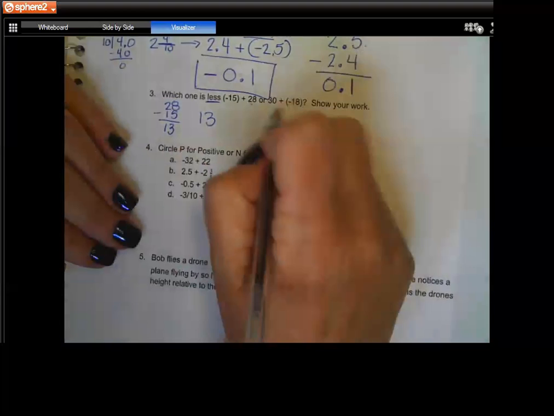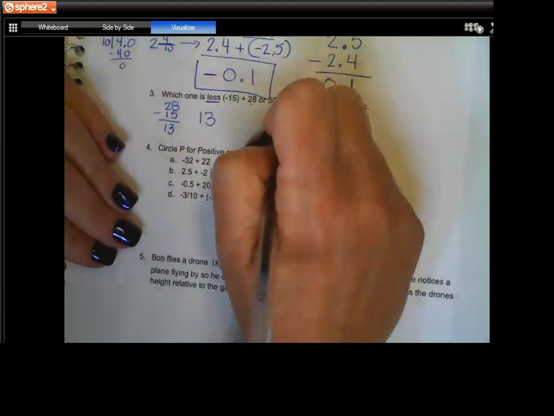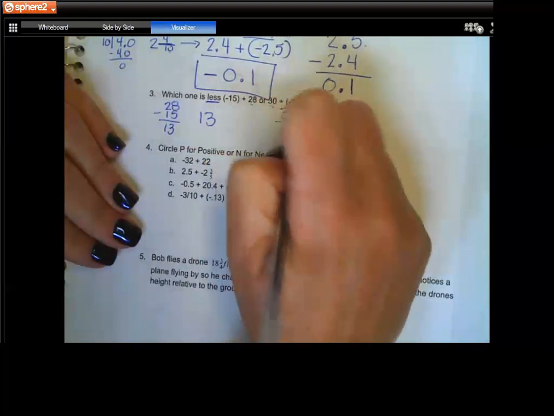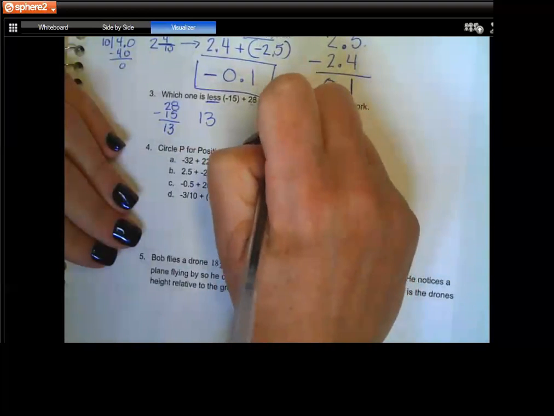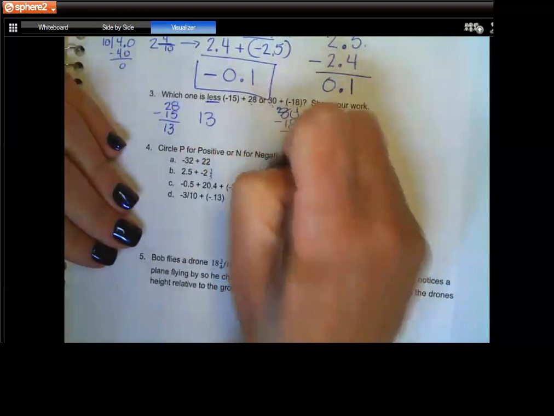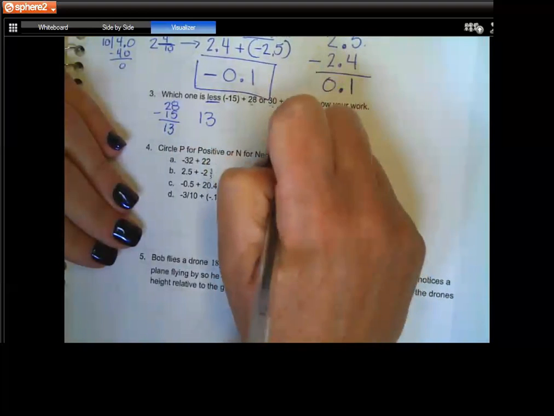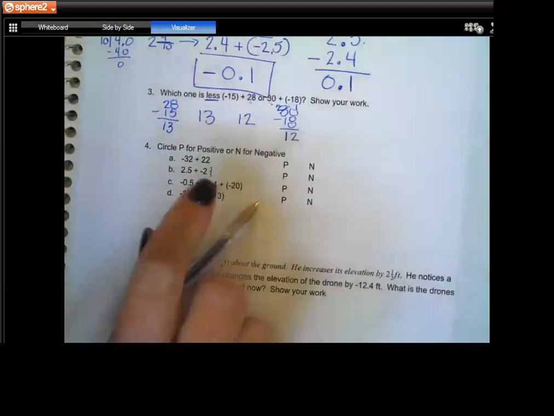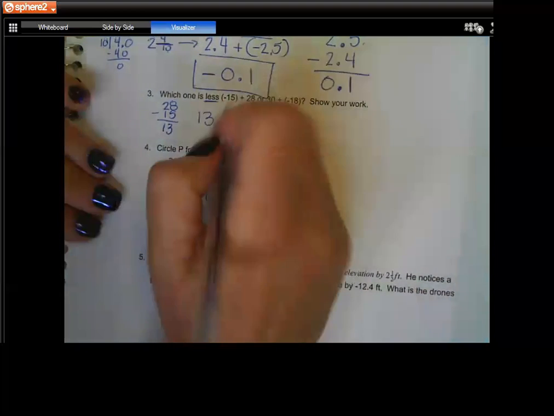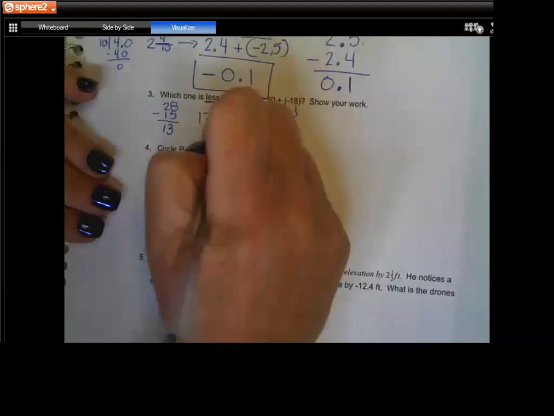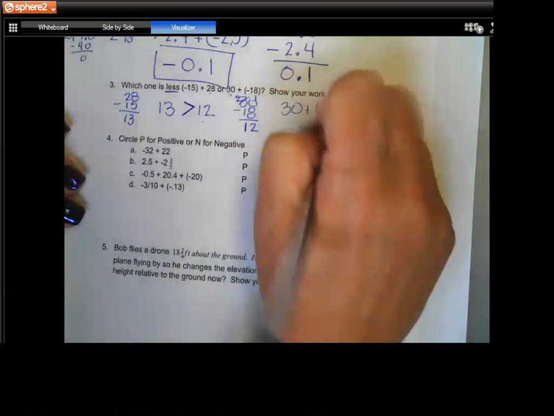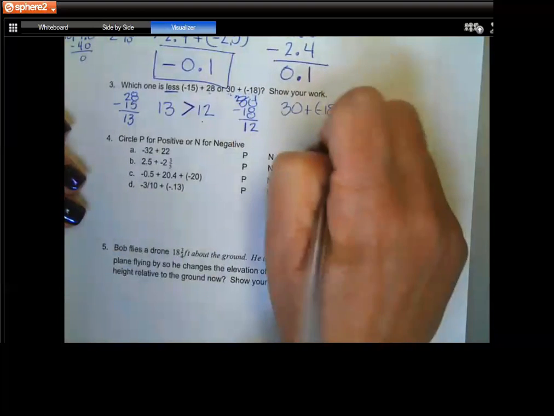Over here, 30 plus negative 18, two different signs. So I'm going to subtract, borrow from that. 10 minus 8 is 2. 2 minus 1 is 1. And 30 is bigger, so this is a positive. So if you look at this, 13 is greater than 12. So therefore, 30 plus negative 18 is less.